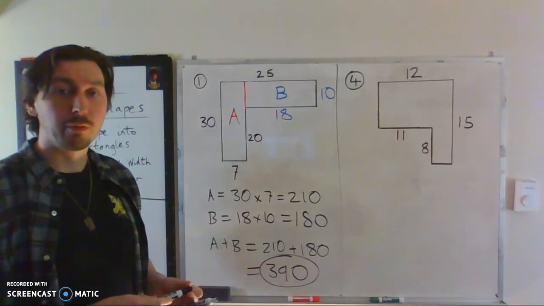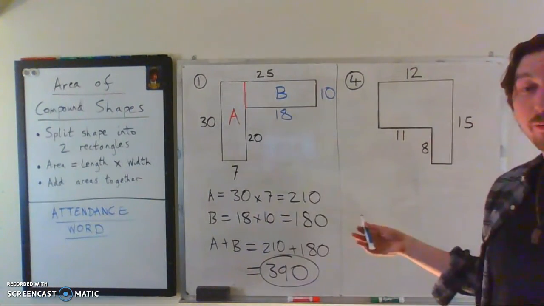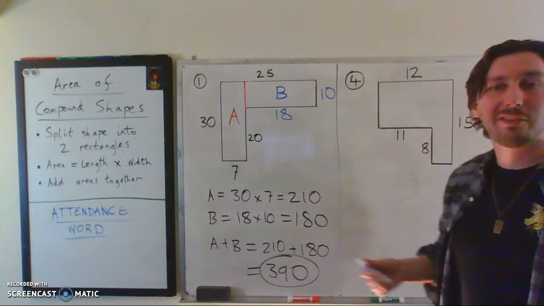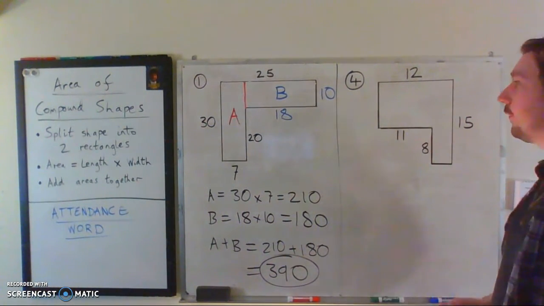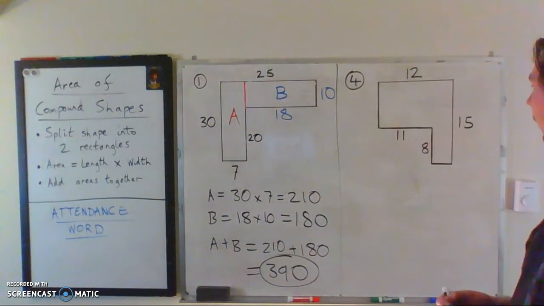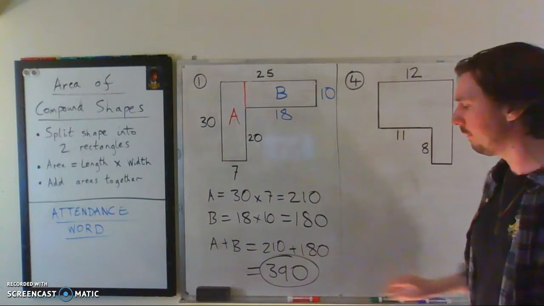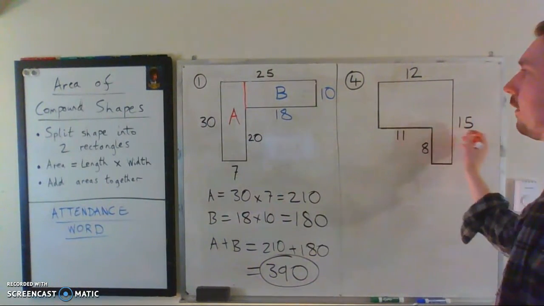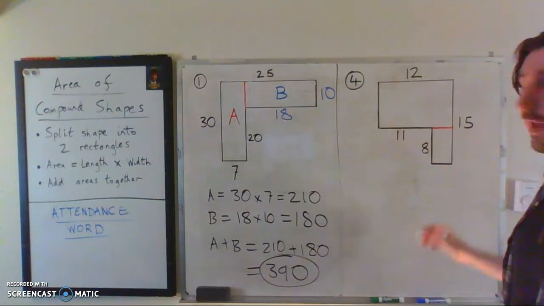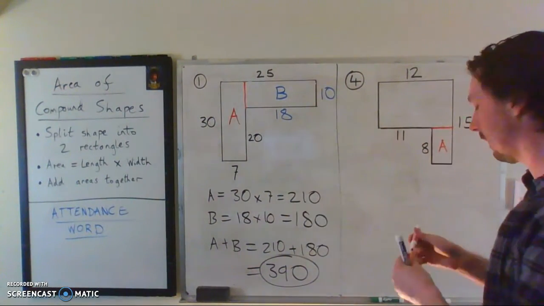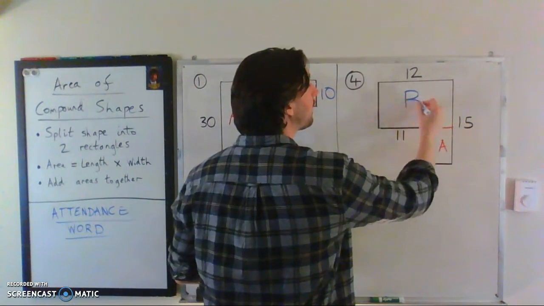Let's move on to number 4. I just picked number 4 because it looked a little bit different from some of the others, but they're all just L shapes in the end. I'm going to split this one up a little differently, I think. Well, it's hard to do it differently. I'm just going to split this one up across here. And this can be section A, and this can be section B.